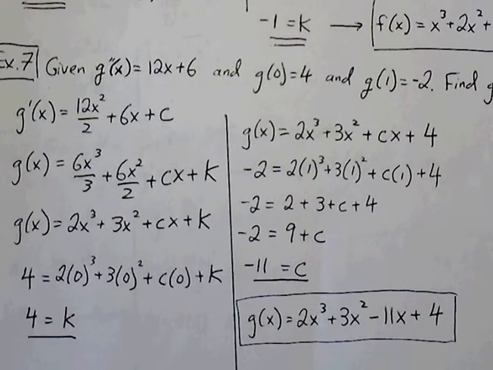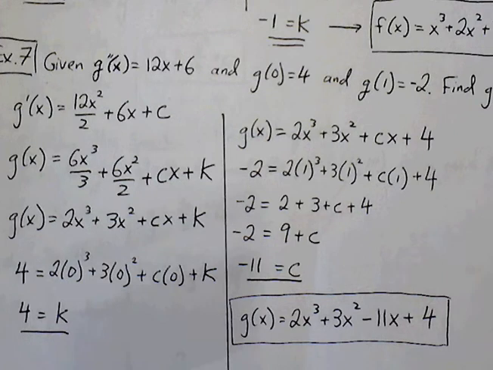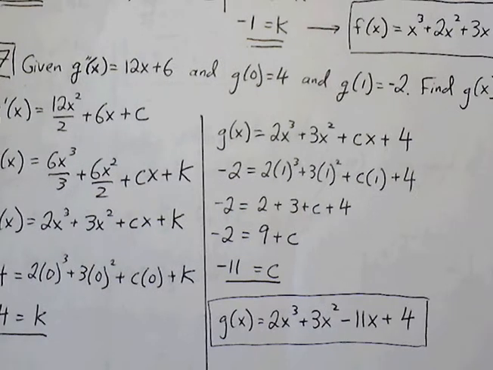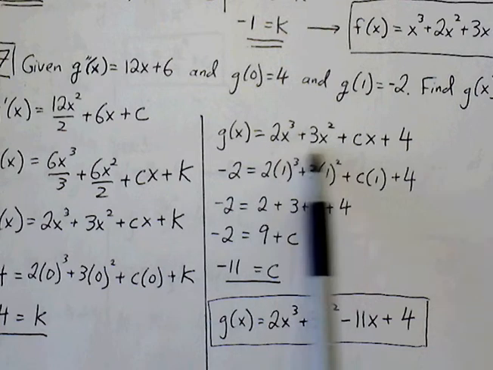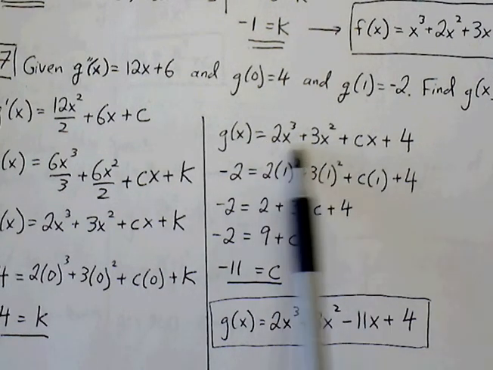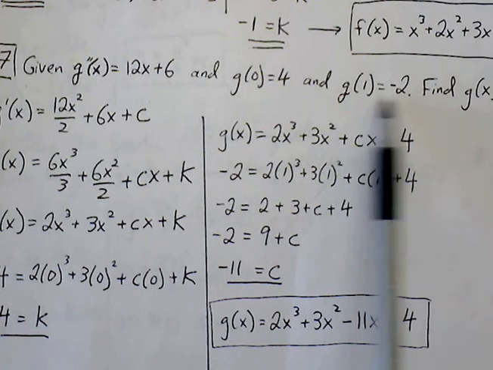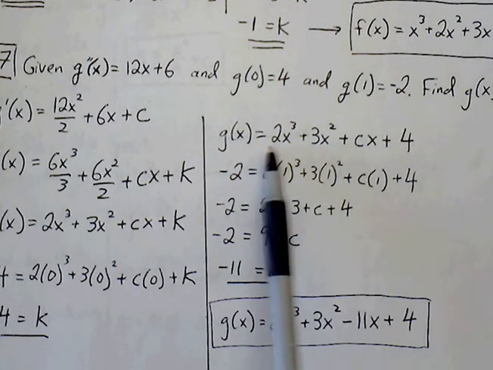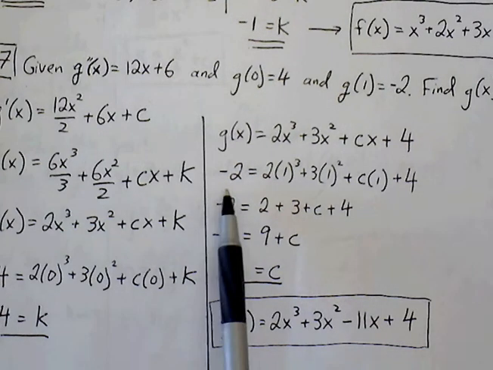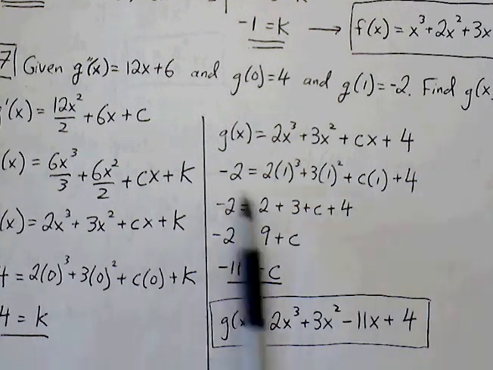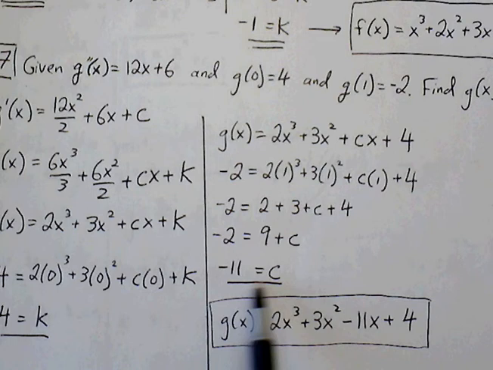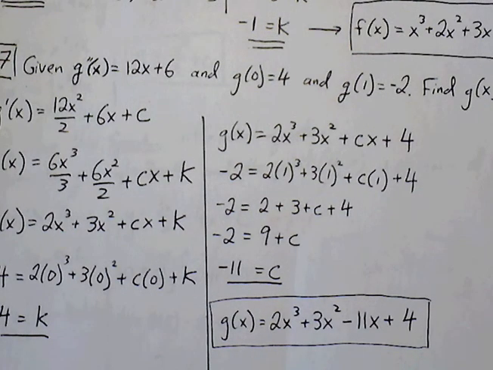Okay, so this is convenient in the sense that we now have a value for k, which will make things easier when we're trying to solve for c. So we have a specific solution that's in process because we have k solved. Now we need to solve for c. So we have this other ordered pair to help us solve c. Plug 1 in for x, plug negative 2 in for g of x, and the only variable missing is c, so negative 2 equals 2 plus 3 plus c plus 4. Solve for c, c equals negative 11. So now we have both c and k solved. So we have a specific equation solution for g of x.